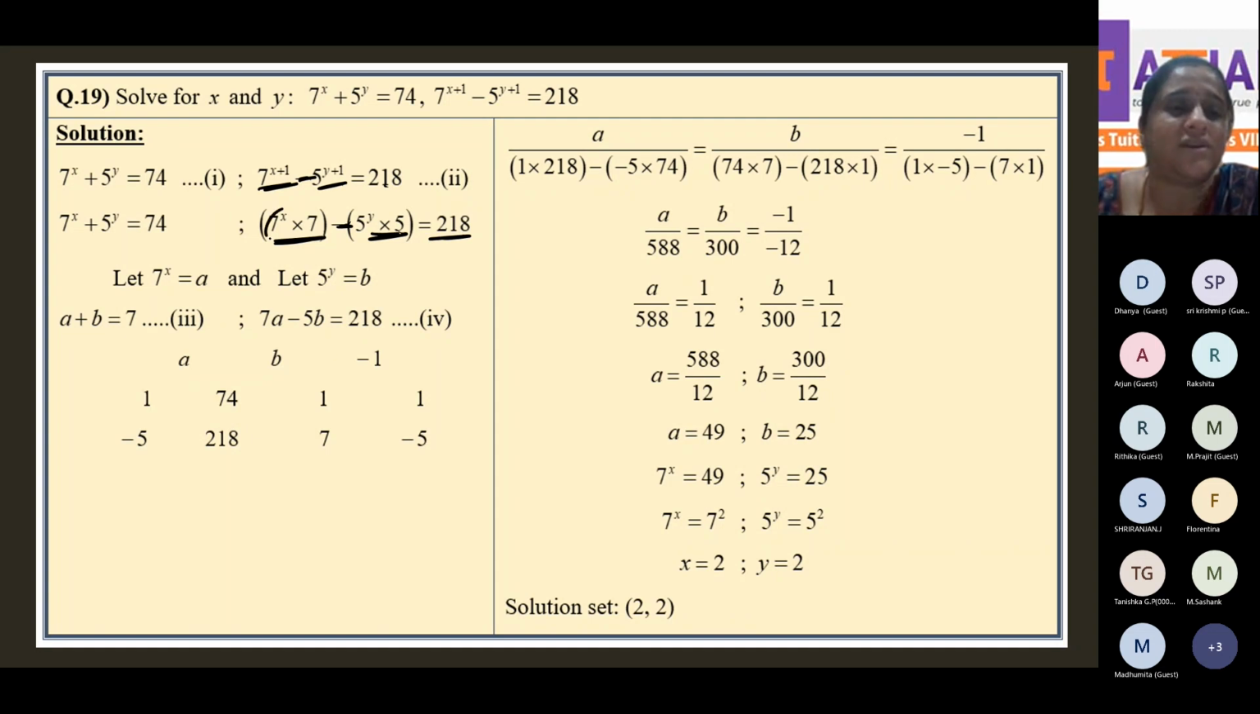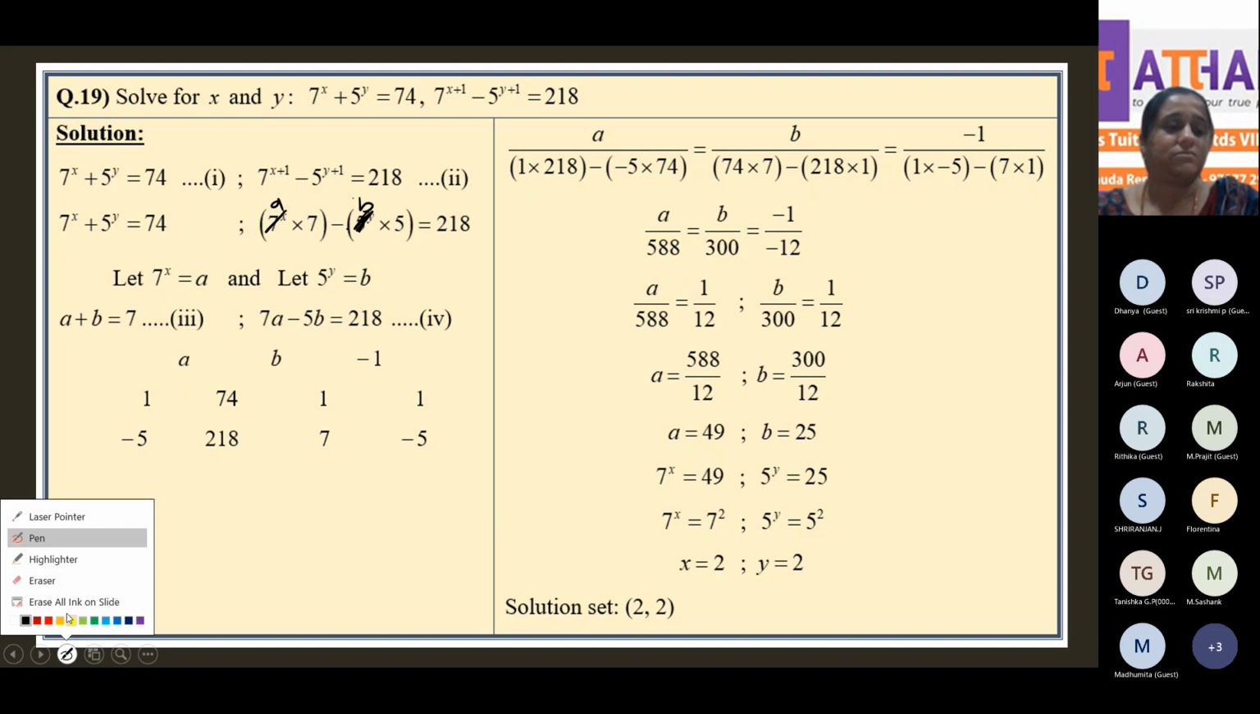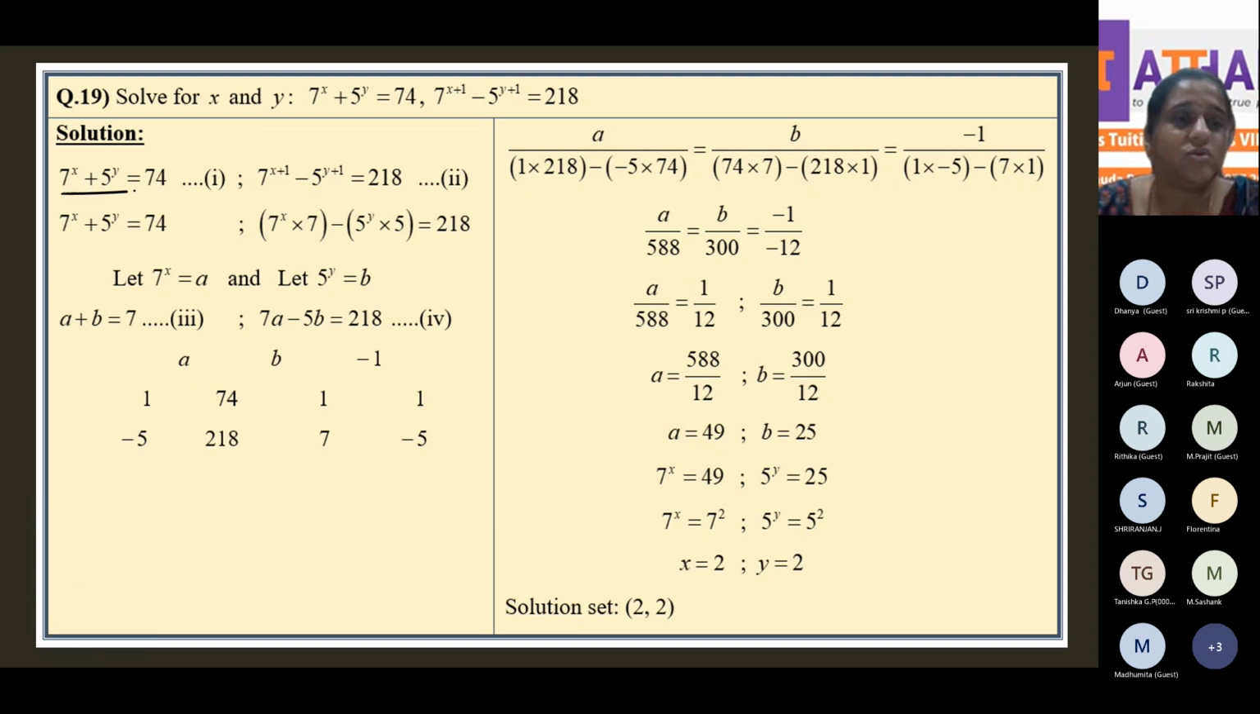So here, 7 to the power x is A, and 5 to the power y is B. So what is the second equation? The next equation, 7A minus 5B is equal to 218. So these are the two equations given to us. This one is A, this one is B. So the first equation is A plus B is equal to 74.